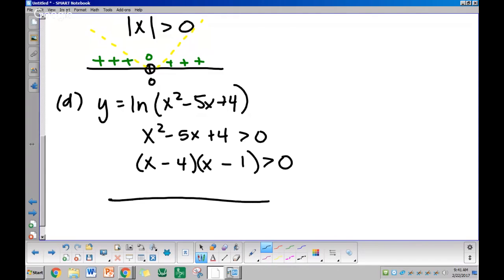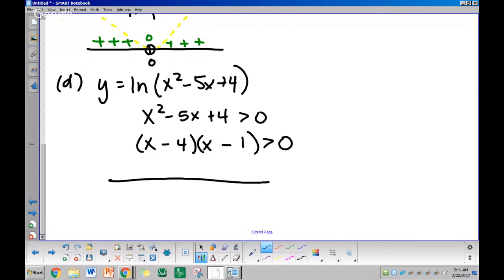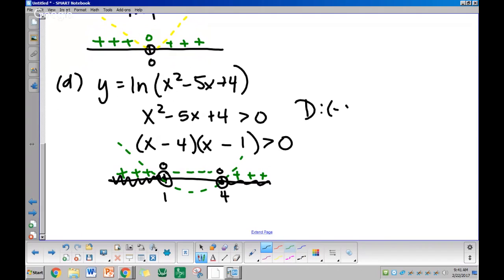So I'm going to do the sign chart. What are my zeros? 1 and 4, yes, and there's 0 here and here. And this opens upward. And so my signs are plus, plus, plus, minus, plus, plus, plus. And I can only take the log of positive numbers. So remember that these are open in Logville. Okay, so the domain here is negative infinity to 1 in union with 4 to infinity. 4 to infinity, good.